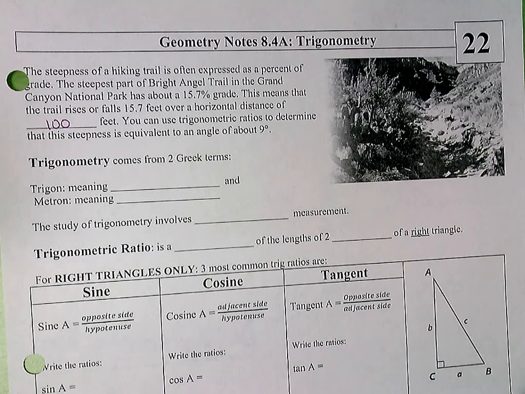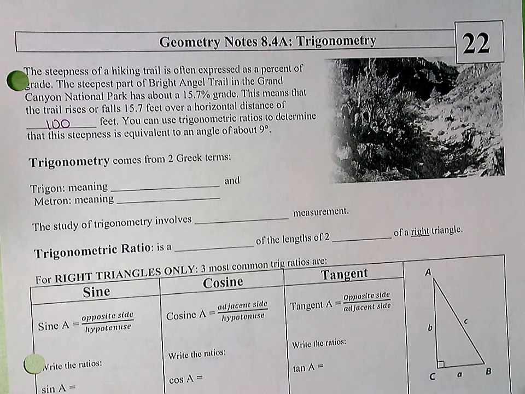Okay, so you can figure out different angles, given certain sides of a right triangle. You can also figure out those different sides given the angles of that right triangle. Okay, that's what we're going to do today.